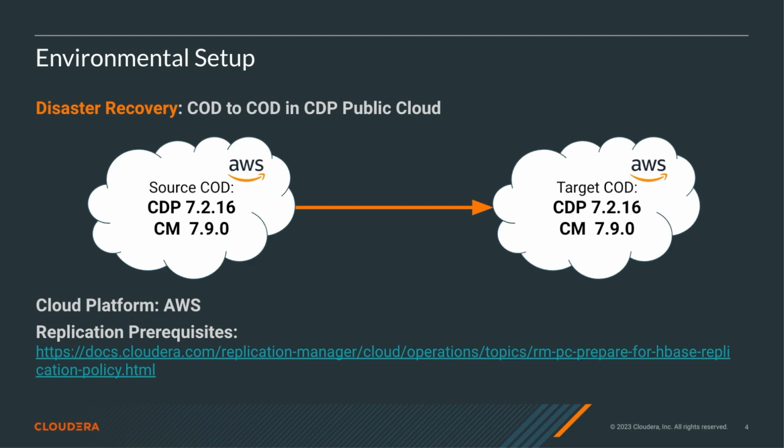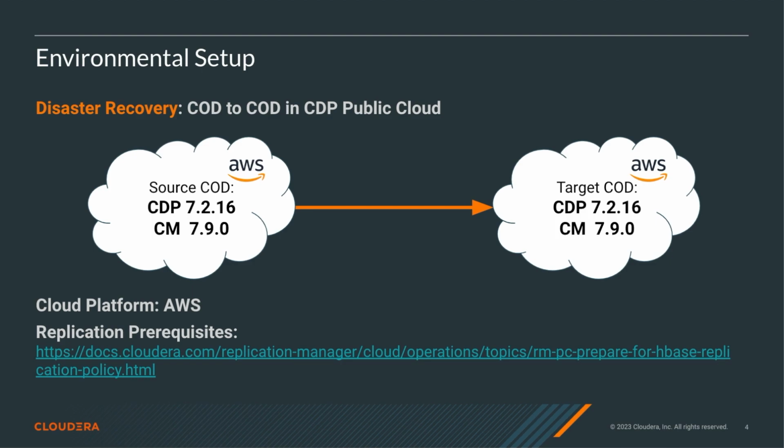The ability to replicate HBase tables from one COD cluster to a second COD cluster protects you in case the primary COD cluster suffers a disaster and is not available for any unforeseen circumstances. In this case, the applications can always fail over to the secondary COD cluster.